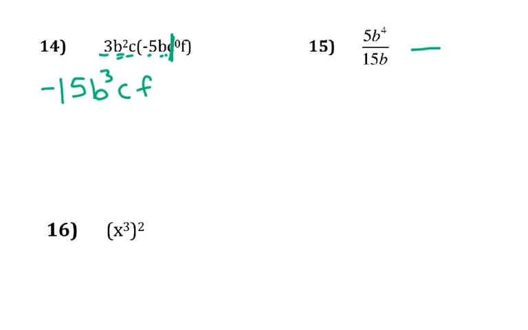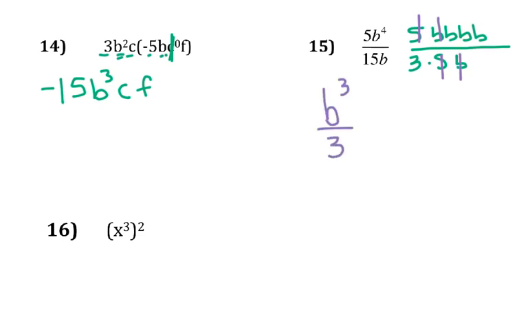Number 15, like we did in the previous problem, I'm going to write this in terms of all of the factors. And 15 I'm going to write as 3 times 5. So then I look for what's in common with the top and the bottom. So the 5s are going to cancel out, and the b's will cancel out, and I'm left with b to the 3rd power over 3.